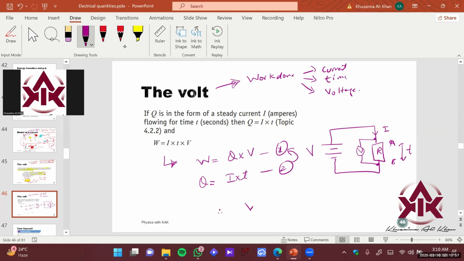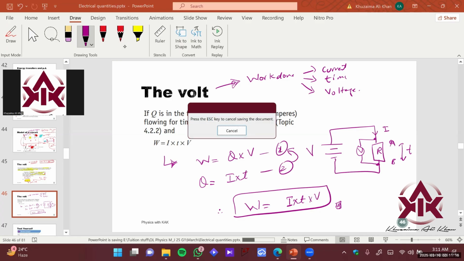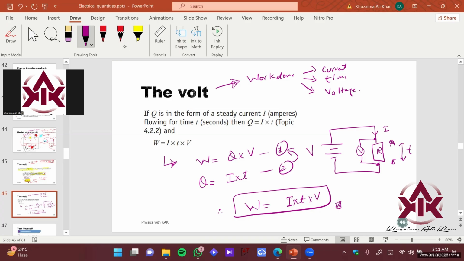Therefore, the work done can be found using the formula I times T times the potential difference across the component. This is the end of the formula derivation. This is how you solve it. I hope it makes sense. These are not so difficult. You should always visualize the concept. Just imagine a circuit and how it works together. Connect the bits and the dots.